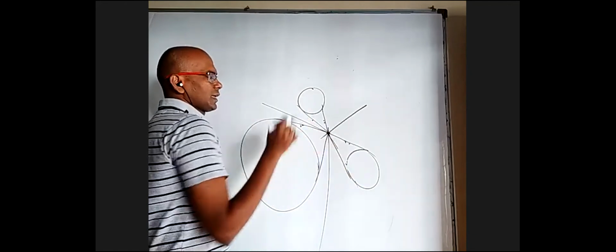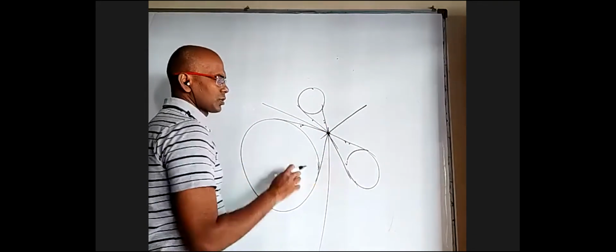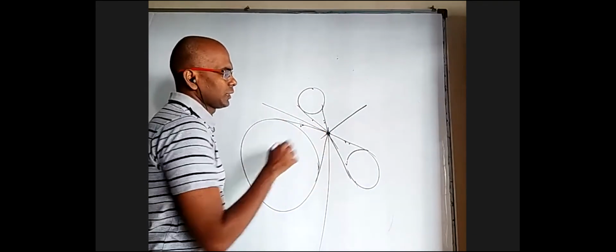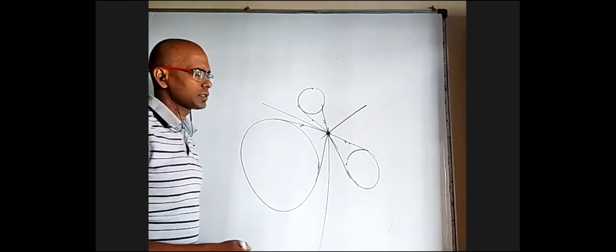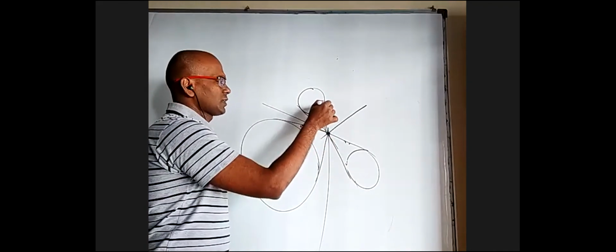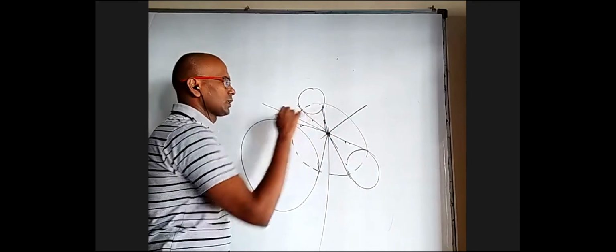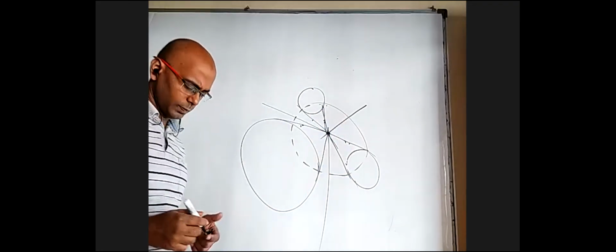So the three radical axes, that is, you take these two or these two or these two, they are concurrent at a point. From that point, the length of tangent to all three circles are equal. If you take that length of tangent as radius, you'll get a circle that will intersect all these three orthogonally.